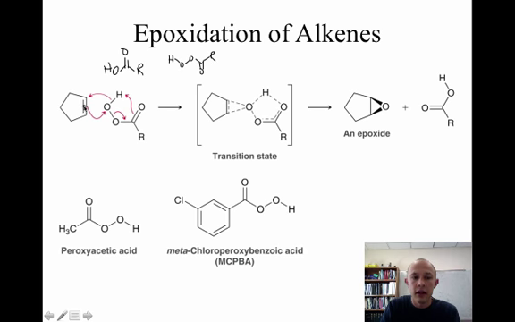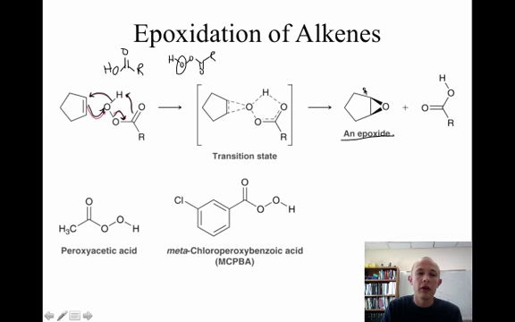So what can happen is that the alkene can attack that oxygen, the extra oxygen in your per acid. What happens then is that you break the oxygen-oxygen bond, and then to avoid forming 5 bonds at this carbon, the pi bond can act as a base to attack this hydrogen, and this pair of electrons can form a new oxygen-carbon bond, and what we get is a 3-membered ring containing an oxygen, which is called an epoxide.